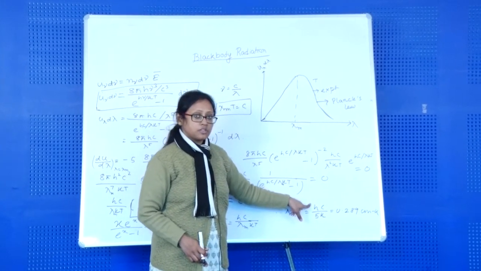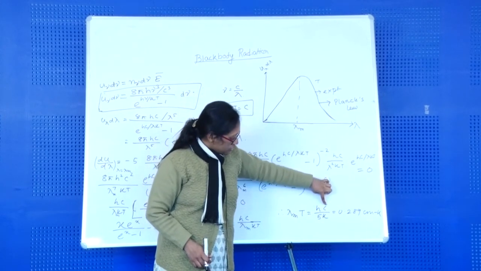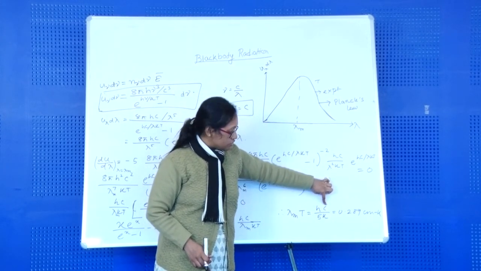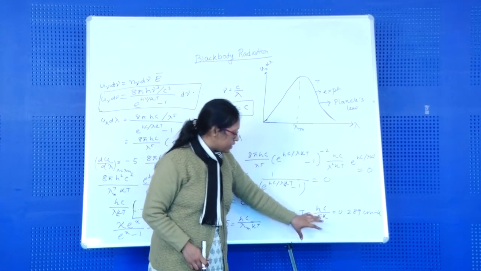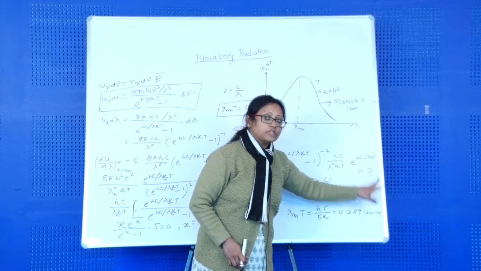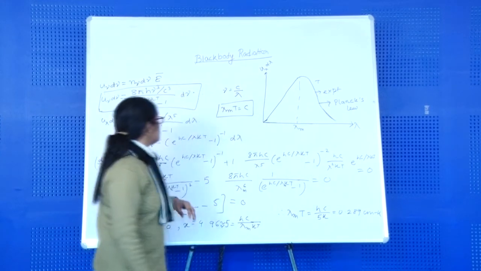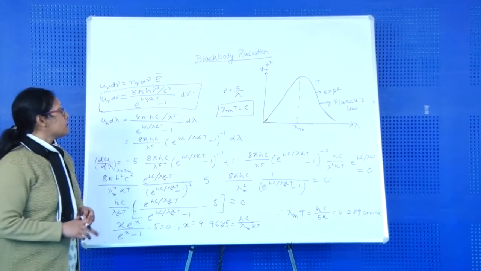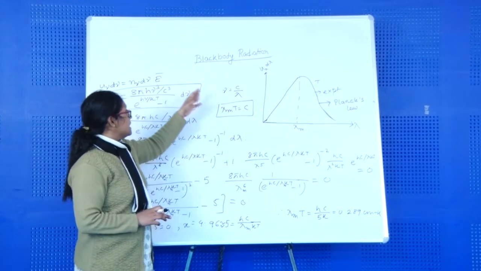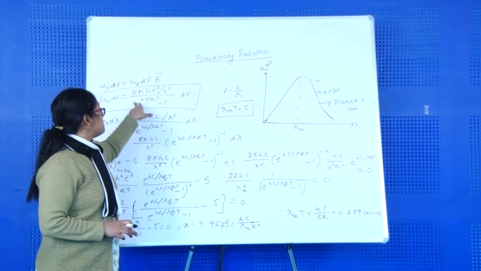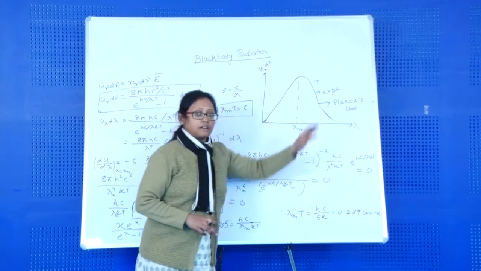h we know is Planck's constant, that is 6.626 into 10 to the power minus 34 joule second. We know the value of c, the speed of light, 3 into 10 to the power 8 meter per second. We know the value of Boltzmann's constant. After putting all these values we will get 0.289, which is actually Wien's displacement law. In this way we have derived all the laws, that is Rayleigh's law, then Wien's distribution law, Wien's displacement law, then Stefan's law from Planck's radiation law. And it also explains the experimental graph. Thank you.